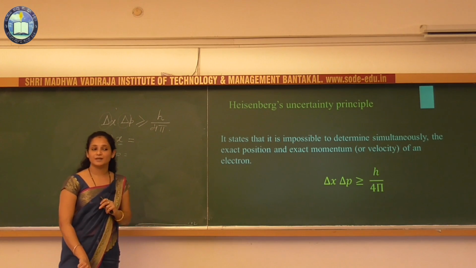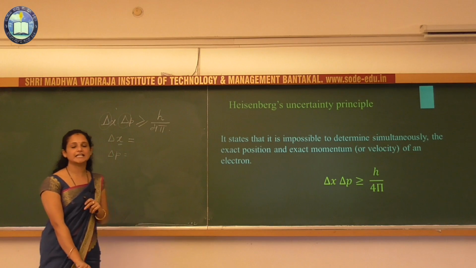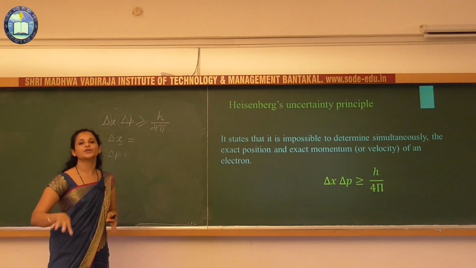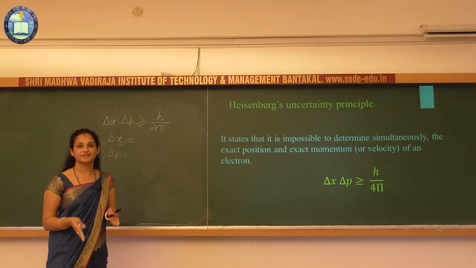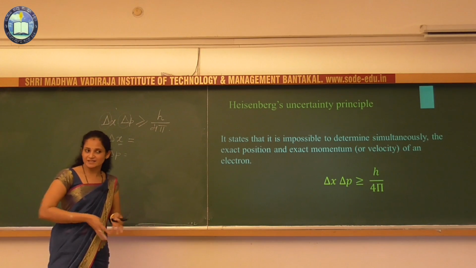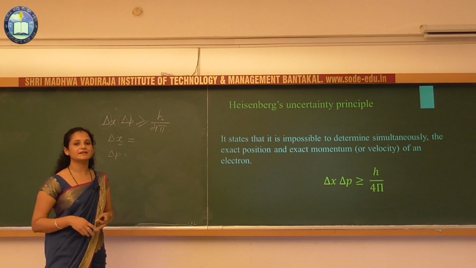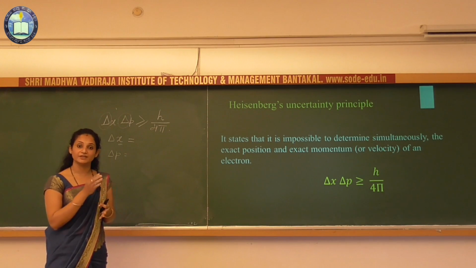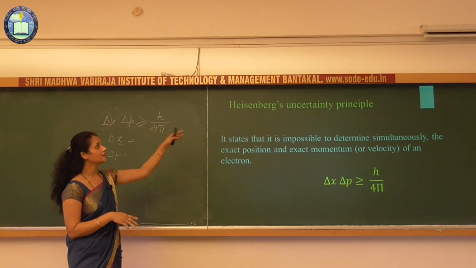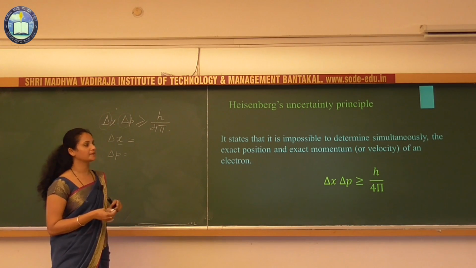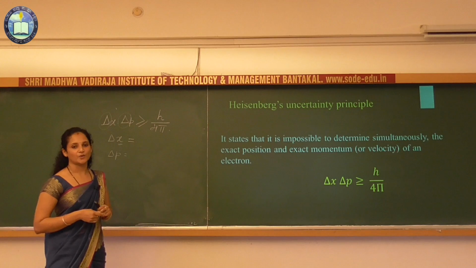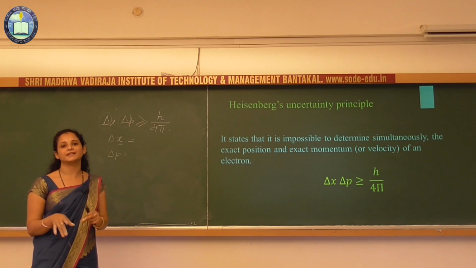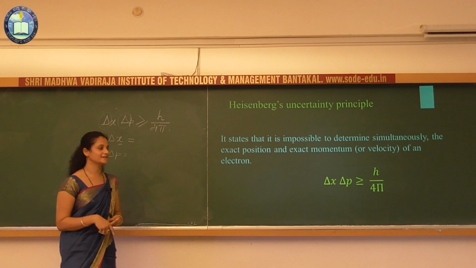So because in the Bohr atomic model, you people have studied that electron is revolving around the nucleus in a circular path, a definite, fixed path. If there is a fixed path, one can easily determine the position as well as velocity of the moving electron. So the Heisenberg's uncertainty principle rules out the existence of trajectories or definite paths for the electrons around the nucleus.